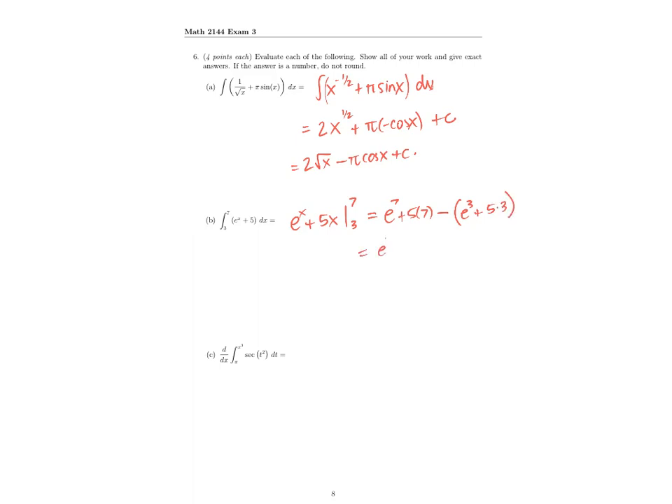So this is e to the 7th plus 35 minus e to the 3rd minus 15. So I have e to the 7th minus e to the 3rd plus 35 minus 15 is 20. And that's pretty much as simple as we can go there. The last one, I can see it's going to be an application of the fundamental theorem of calculus part 2.